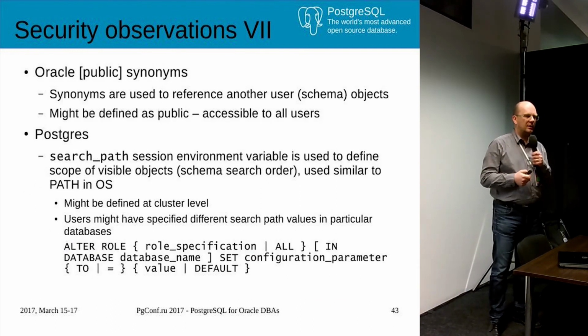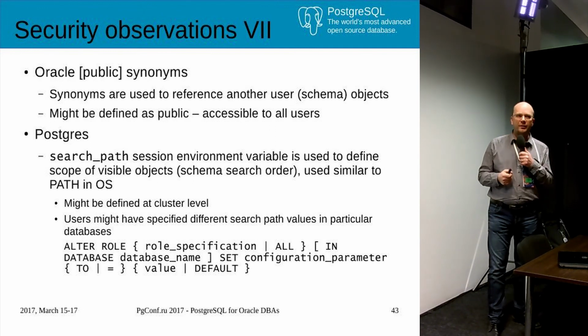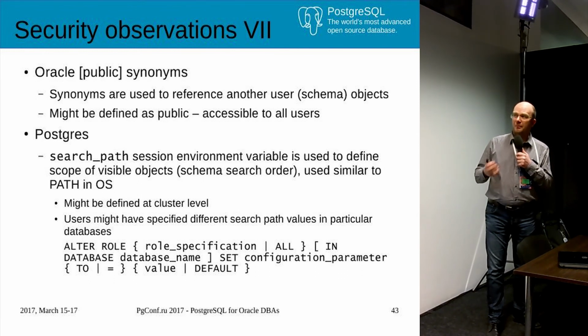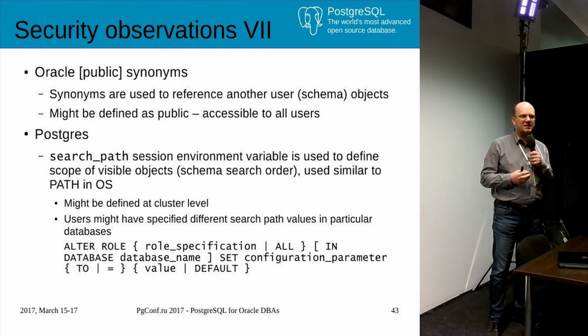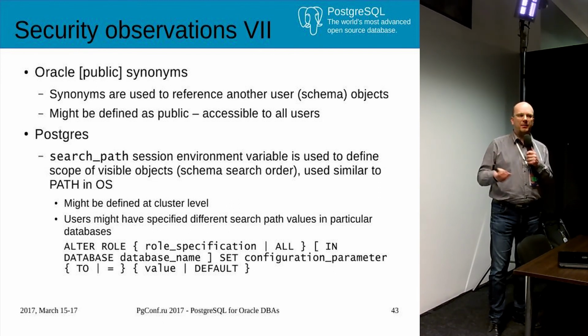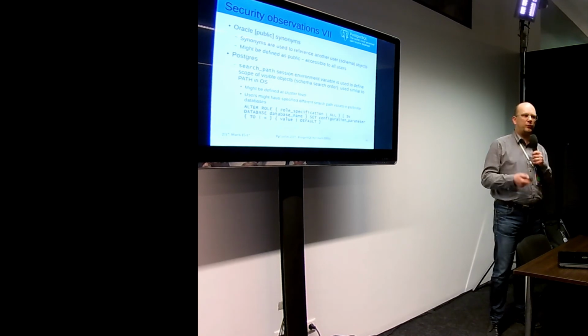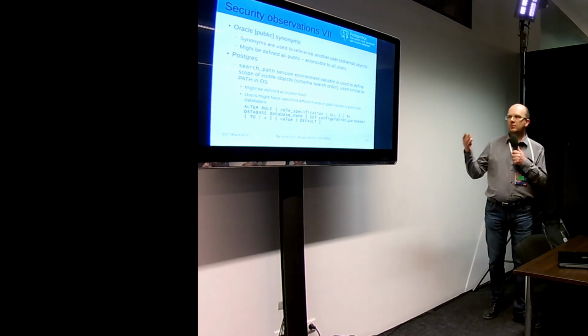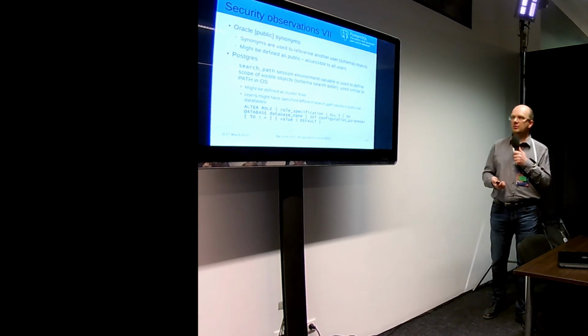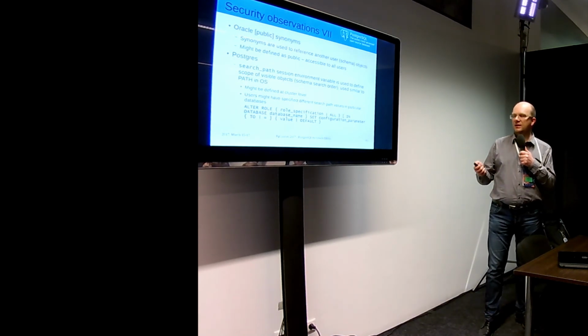Public synonyms are often overused in Oracle databases, but I think at least private synonyms should be used for security reasons. If you want to attack a database, public synonyms might be something you discover as a path along which to drive your attack to a database. Within Postgres, the search path environment variable defines the scope of visible objects. So it's a list of namespaces or schemas you have access to in a database.